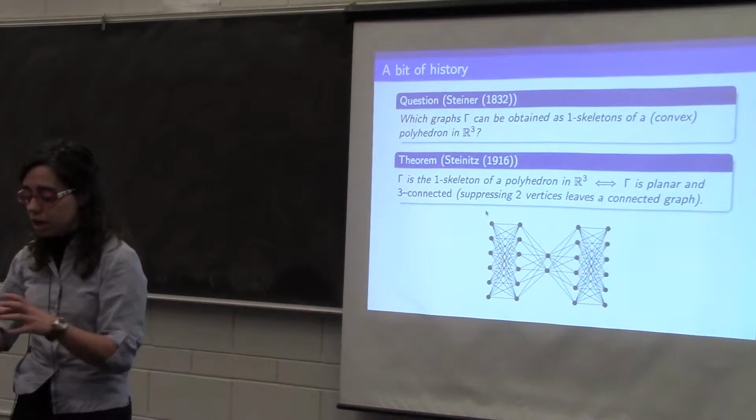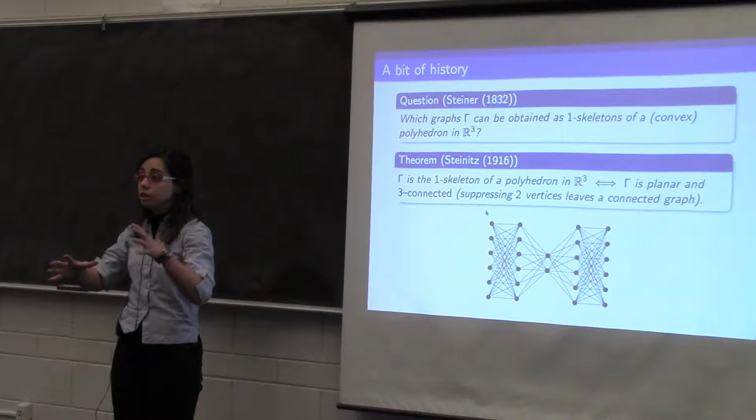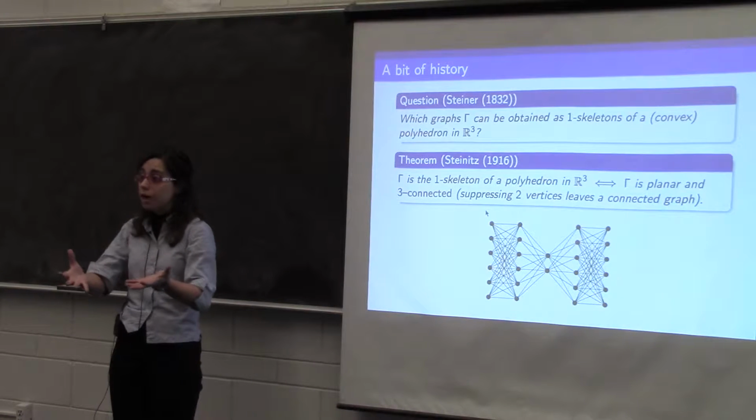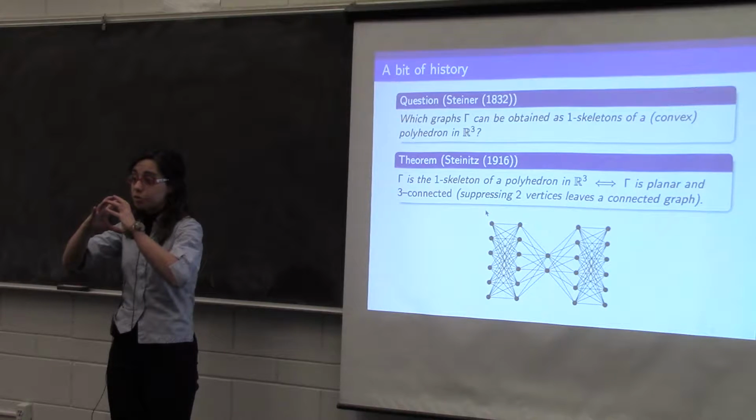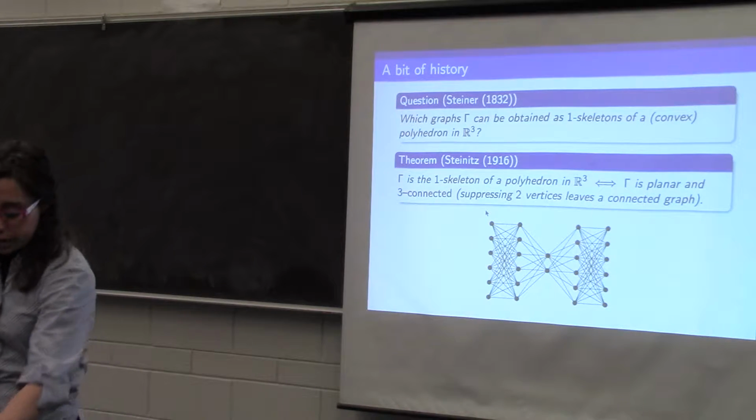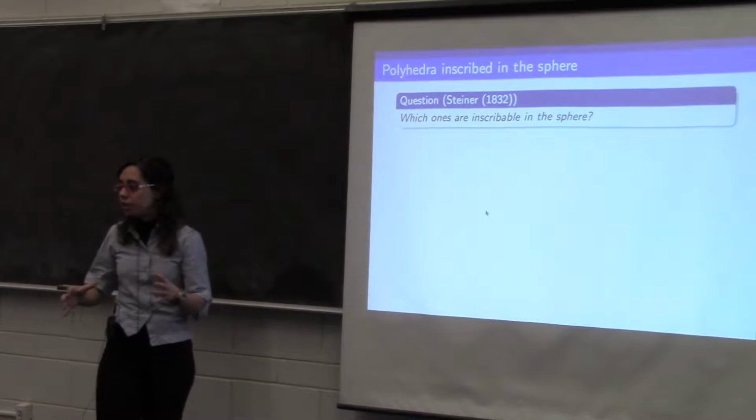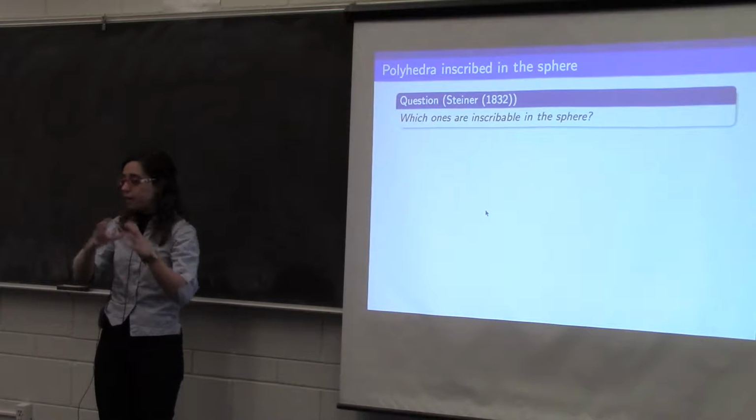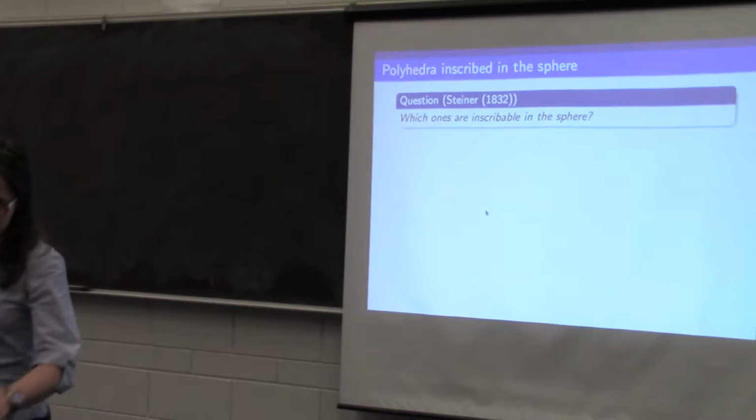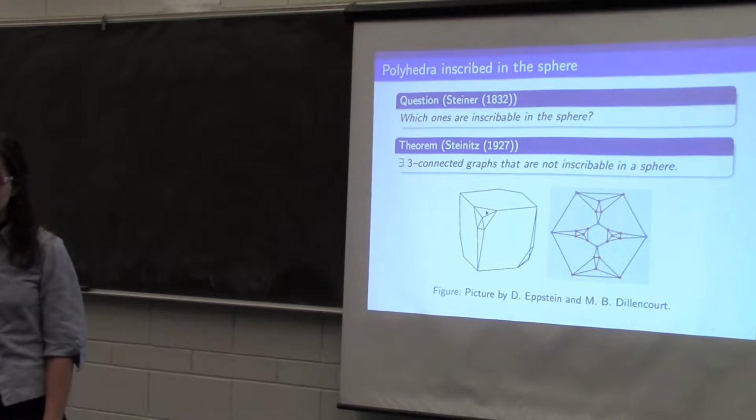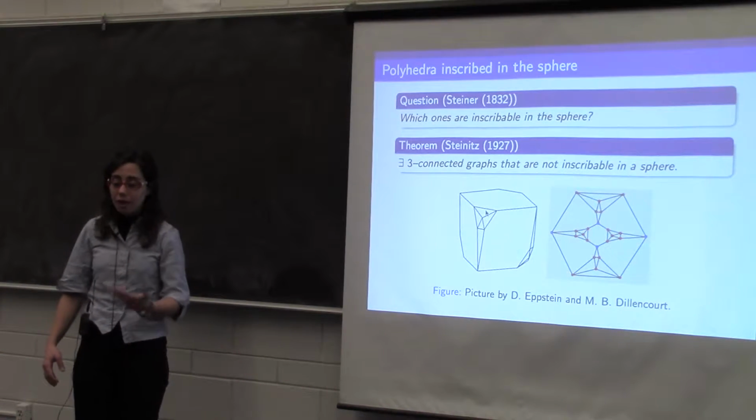Now we can go farther, because when you have a polyhedron in R3, you can ask which of these graphs come from polyhedra inscribed in the sphere. This is what I mean when I say inscribable in the sphere. So which graphs are the one-skeleton of polyhedra inscribed in the sphere? Again, Steinitz showed that not all three-connected planar graphs are.